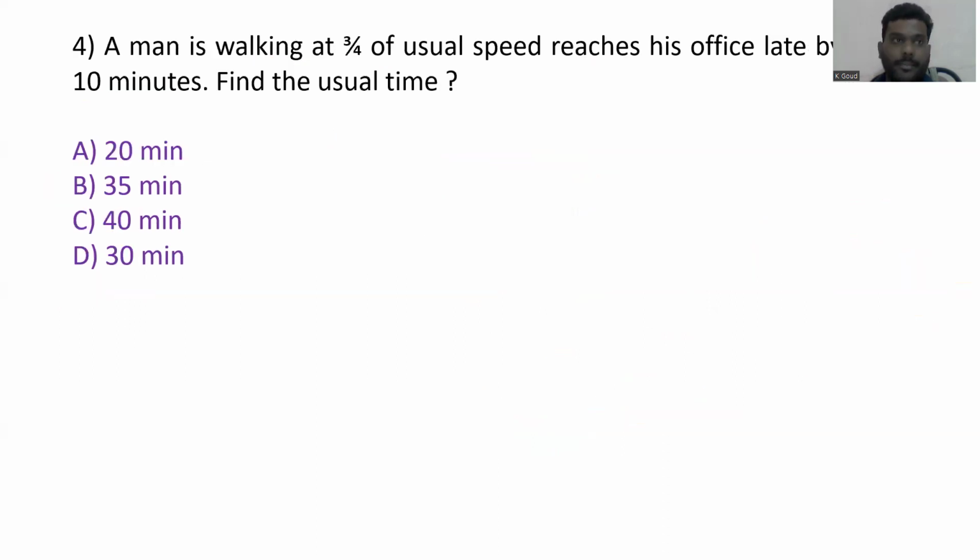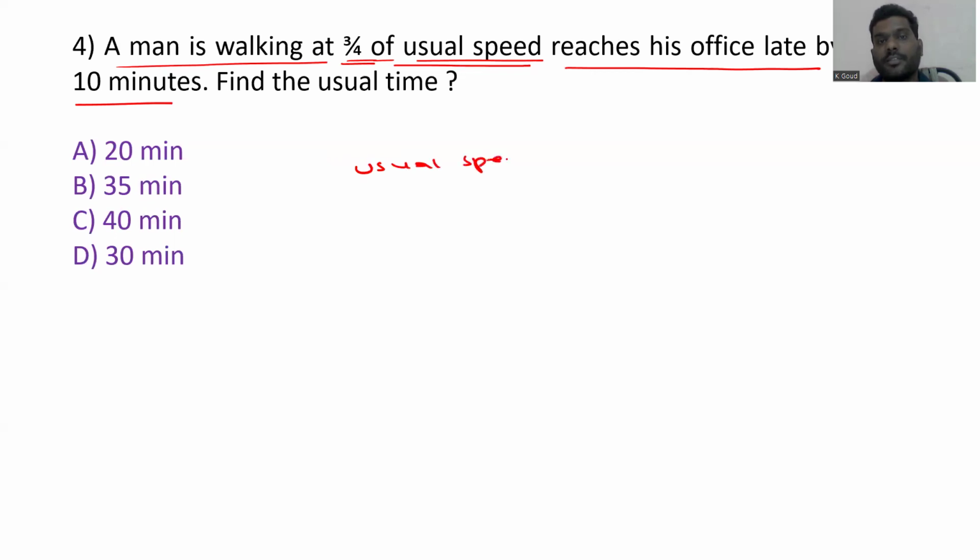That question is, a man is walking at 3 by 4 of his usual speed and reaches his office late by 10 minutes. See here, 3 by 4 of the usual speed. We don't know what the usual speed is. So consider the usual speed as S1. Now, what is the man's present speed? S2 equal to 3 by 4 of the usual speed. So what does "of" mean in this physics? Multiplication. So 3 by 4 into S1. What is the value of this? S2.